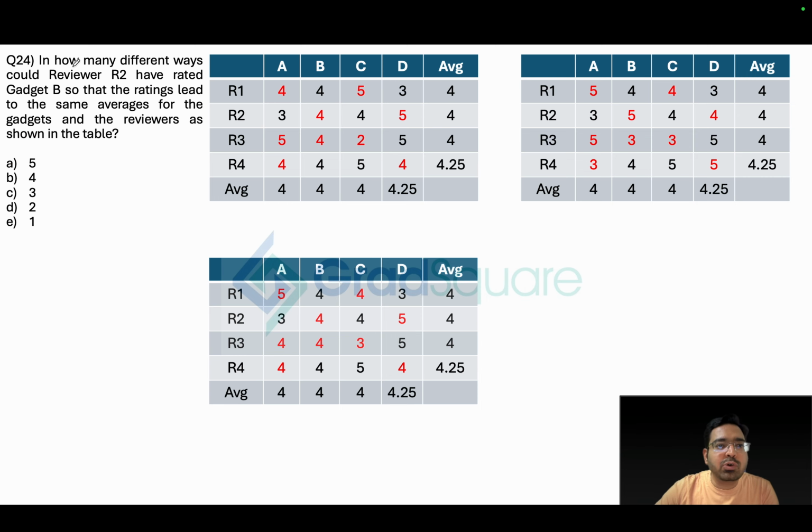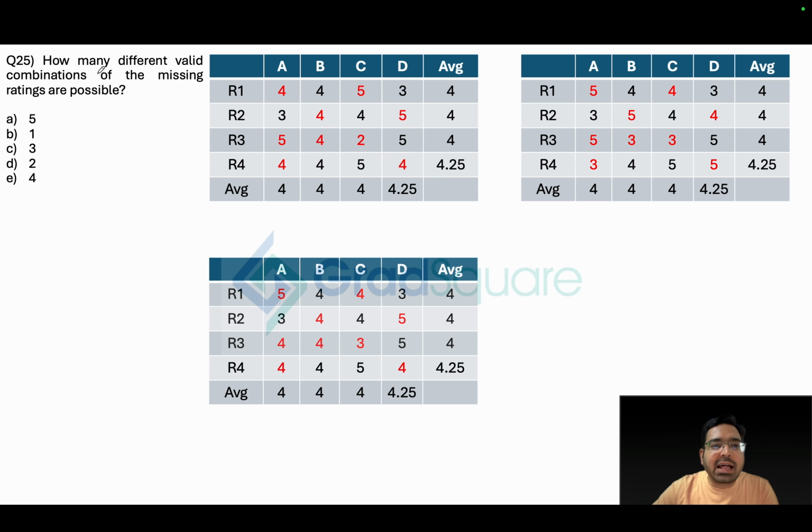Let's look at question number 24. In how many different ways could the reviewer R2 have rated the gadget B so that the ratings lead to the same average for the gadgets and the reviewers as shown in the table? So you don't have to change the averages. That's what the question is saying. How many different ratings can reviewer 2 give to the gadget B? Reviewer 2 can give the gadget B a 4. Reviewer 2 is giving the gadget B a 5. And over here it is again 4. So what are the different ratings that can be given? There can be two possibilities, either 4 or 5. So option D, 2, will be the correct answer for question number 24.